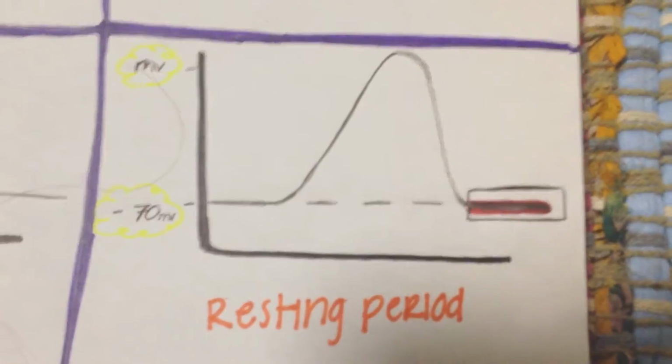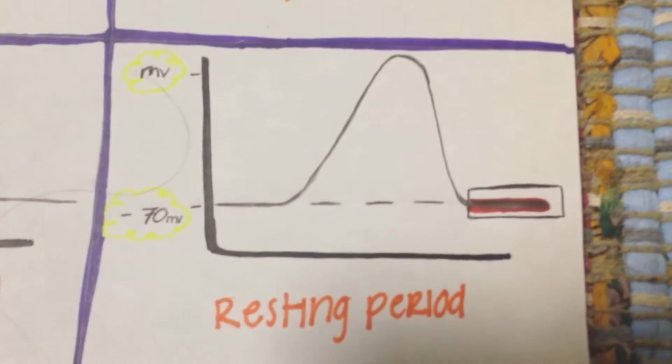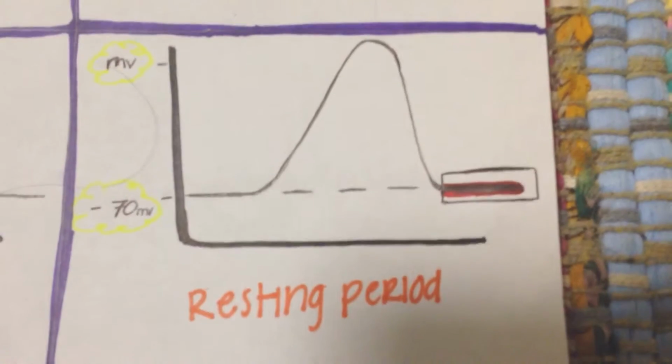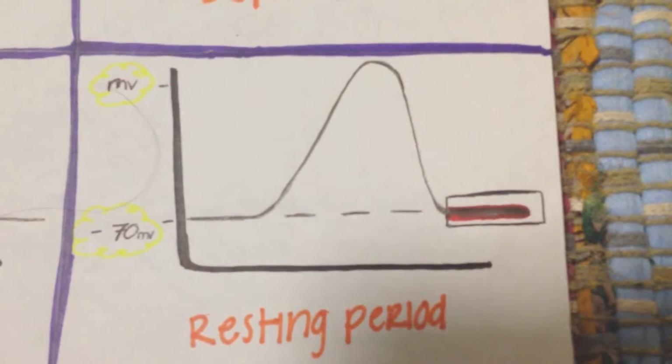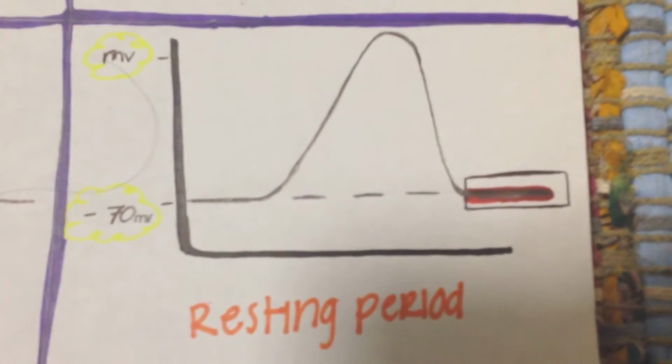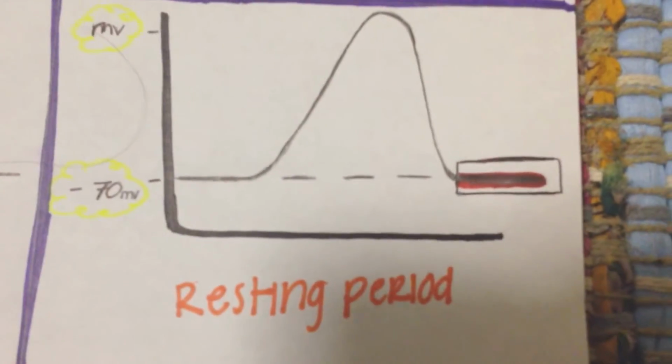The last stage will be the resting period. No other action potential can occur unless something triggers the membrane. After this, both channels are closed. 3 sodiums go out of the cell and 2 potassiums come in.